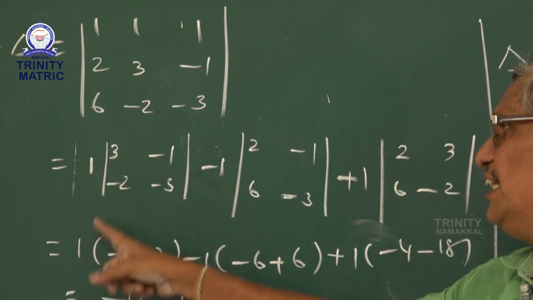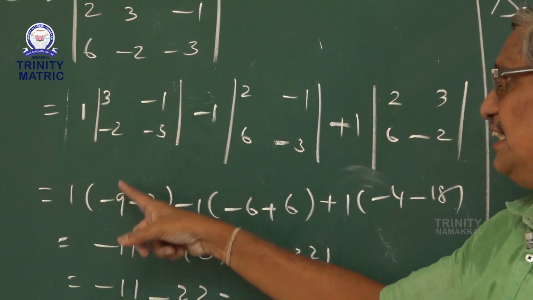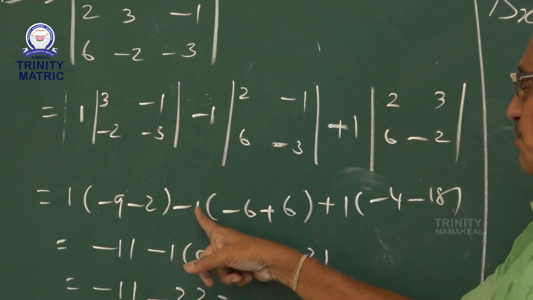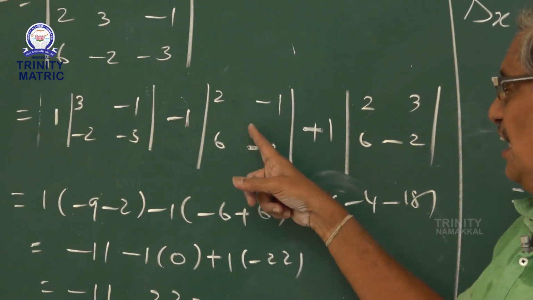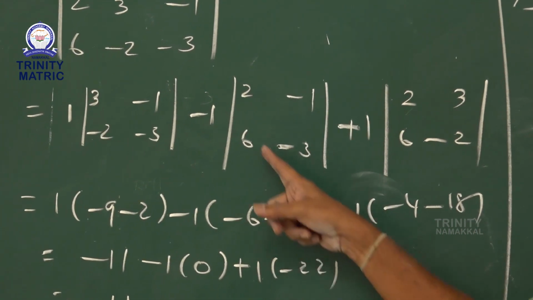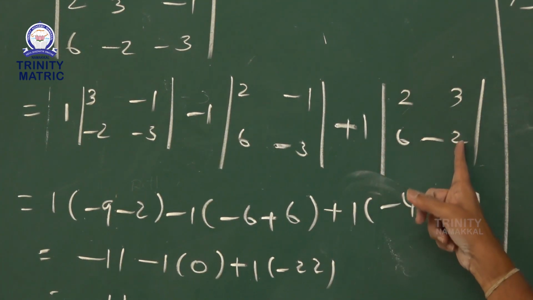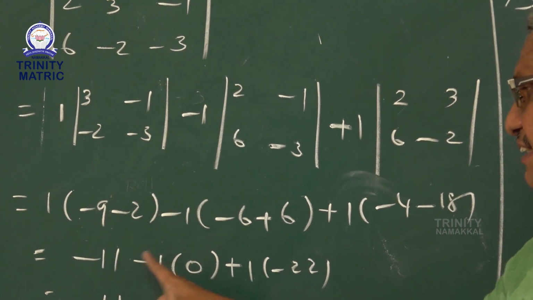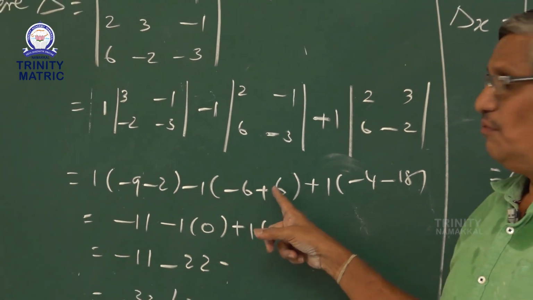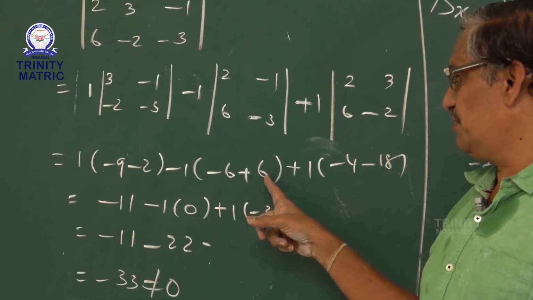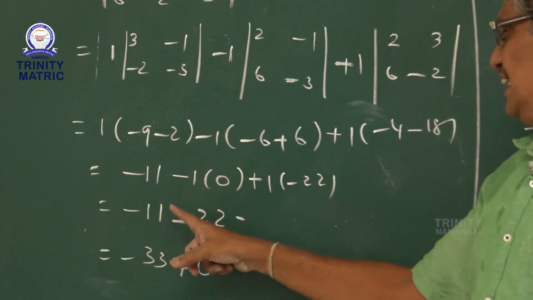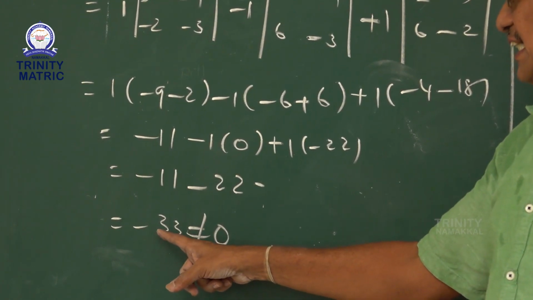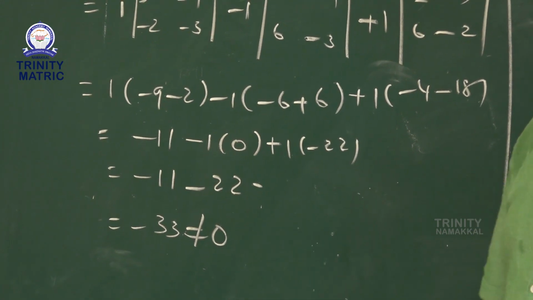Now we have to write it, put 1. 3 into minus 3, minus 9. You have to put minus, then minus plus, so minus 2, minus 1, 2 into minus 3, minus 6. Already one minus is there, minus plus, 6 plus 1, minus 4, minus 18. Here, minus 11, 1 into minus 11, minus 11. This will vanish because of opposite signs, additive inverse. So minus 6 plus 6 will be cancelled. This one is minus 22. So minus 11 minus 22, minus 33, not equal to 0. So Cramer's rule is applicable.